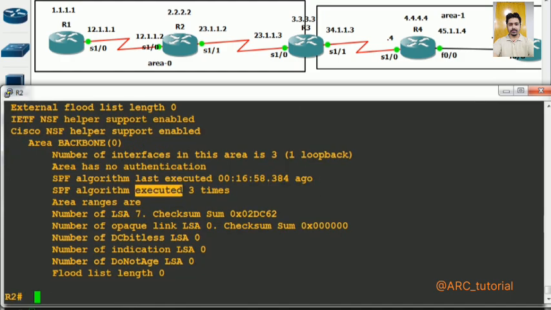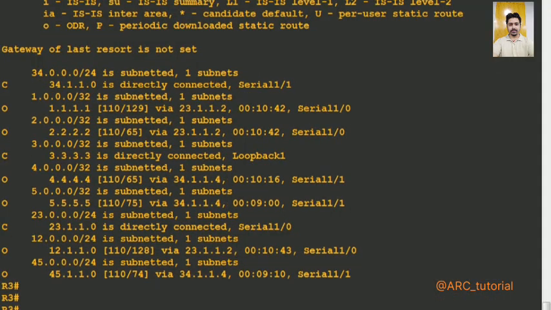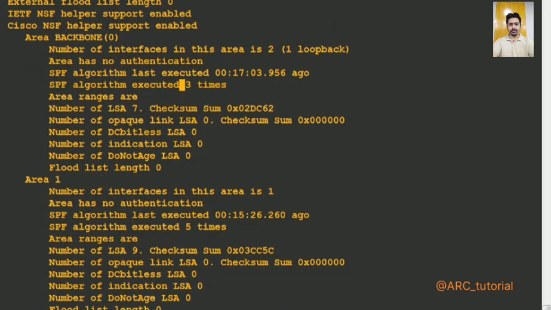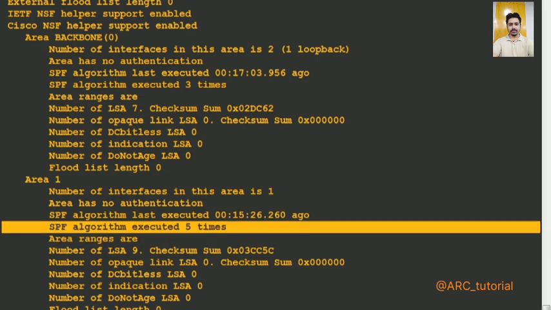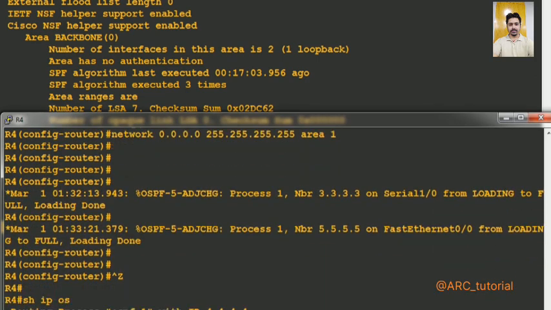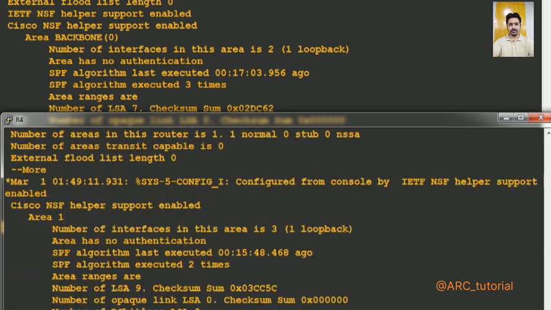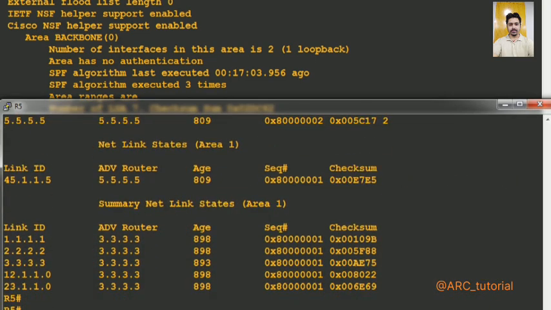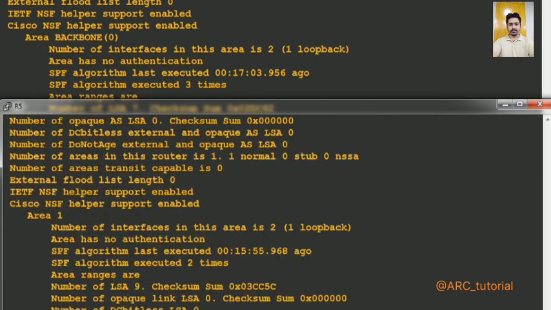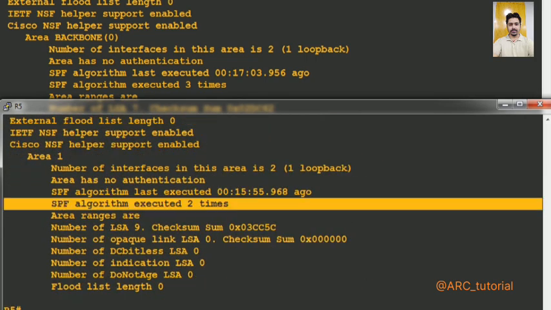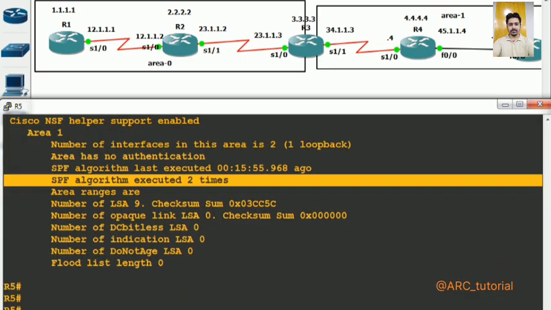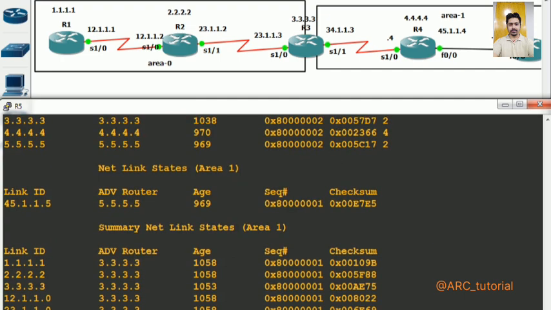Area 0 has executed it 3 times. For area 1 it has executed 5 times. On R4, show IP OSPF. Because it is running only area 1, it has executed only that. On R5, show IP OSPF, it has executed only 2 times for area 1. Now on R5, show IP OSPF database, you have some real LSA for 1.1.1.1, isn't it?